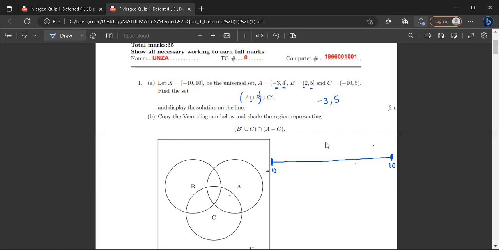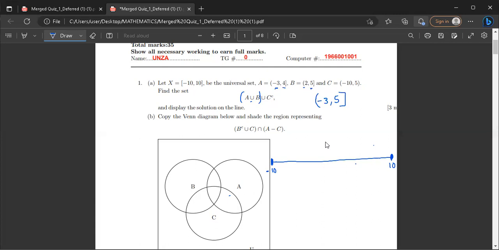So in terms of now the brackets which we're going to use, are they included or not included? You check the -3 has what? Here it's not included. So you also put not included. For the 5, it's included. So you put it like this. All right, so we did this in class, so I believe it shouldn't have difficulties. So it means our A union B is (-3, 5].